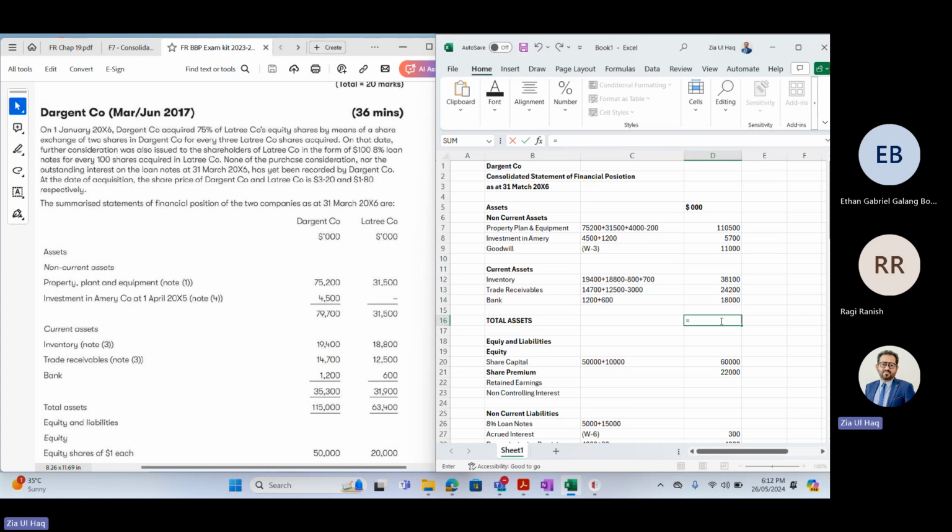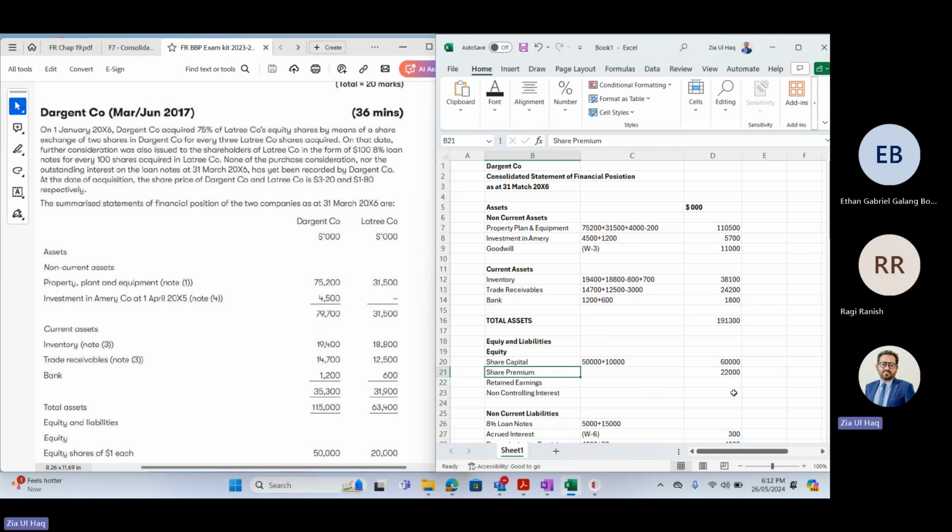We can put equal to bracket start. I know how to do this. Bracket close, enter. Yes, 207,500. Or something different? So it's 1,800, not 18,000. Oh yeah, this is 1,800. So it's 191,300. Okay.